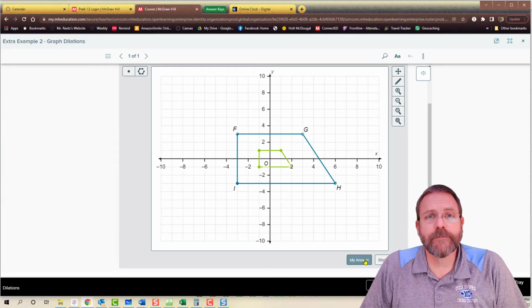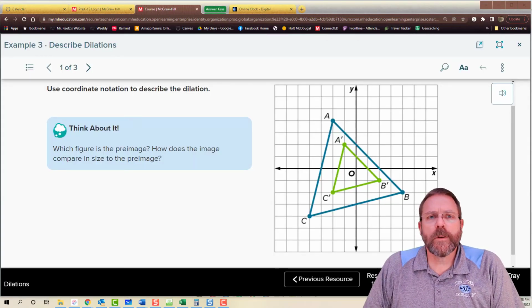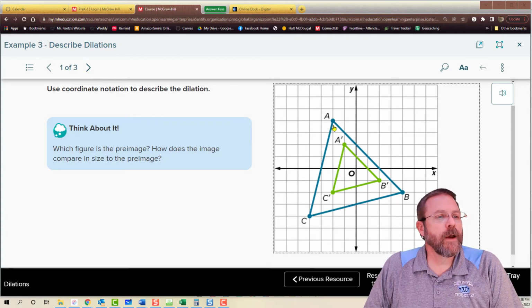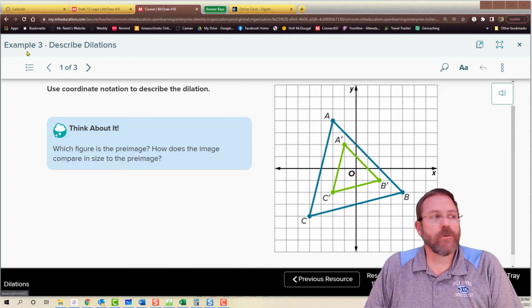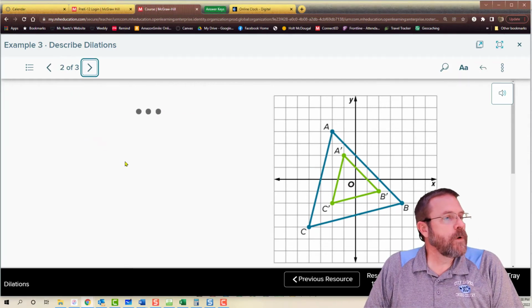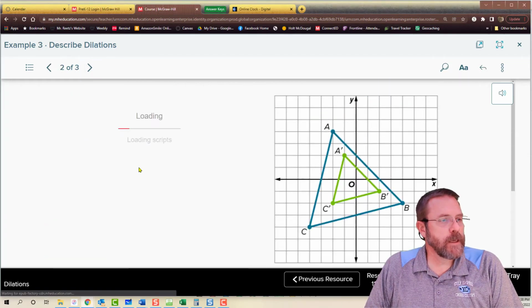My answer's right. Finally, we're on to example 3, which wants us to use coordinate notation to describe dilations. And you can see we've got the original, or pre-image, is a blue triangle, and the image, or new image, is going to be our green triangle. So what's going on in here? Let's see how they want us to handle it.